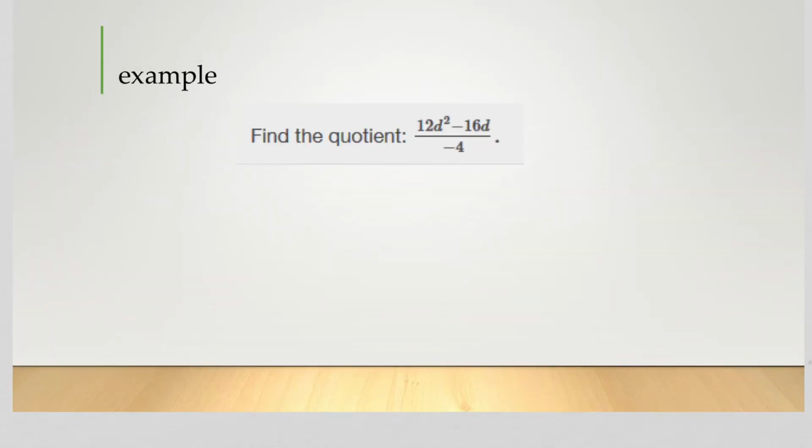Just going to do a few more examples here. So again, we're going to pull this one apart as well. And then I've got a minus in front of that 16, and I still have a negative 4 in the denominator. All right, so let's look at 12 divided by negative 4 is negative 3. There's nothing to simplify the d squared with, so I'm just going to rewrite it.